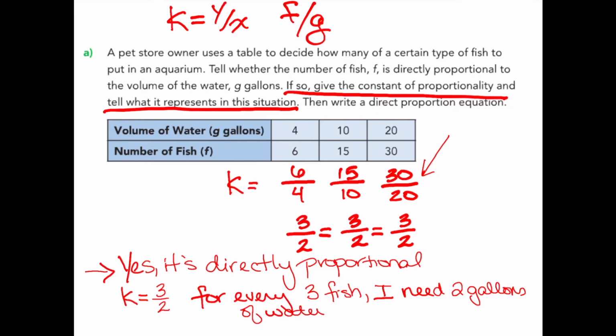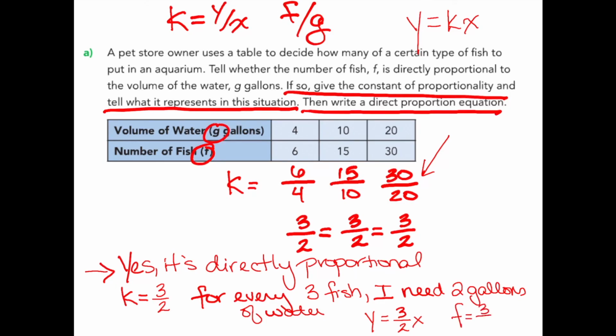And the last part of the question then says, then write a direct proportion equation. So I'm remembering that the direct proportion equation is always y equals k times x. So if that's the case, then my direct proportion equation is going to be y is equal to 3/2 times x. And because I have unique variables here, this is actually going to be f is equal to 3/2 times g. Take a second and copy this down if you need to. We'll move on to another example.